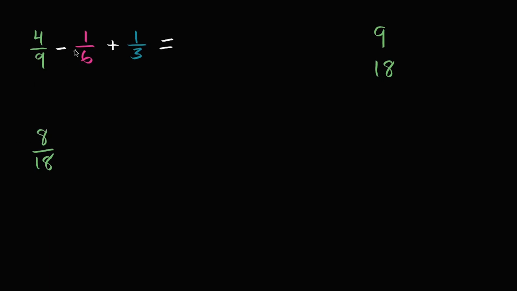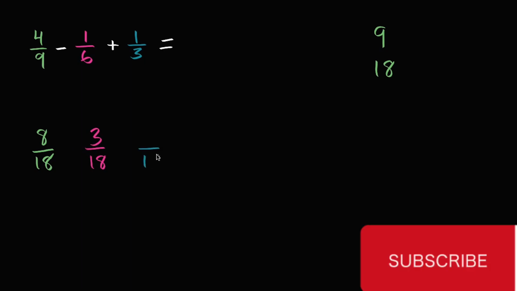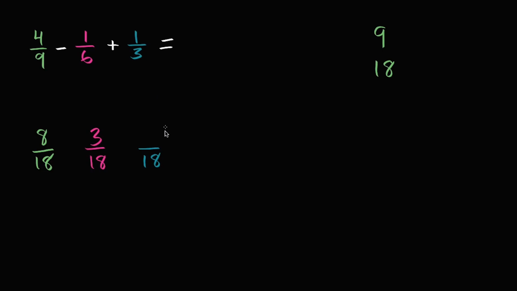Well, what's 1/6 over 18? Well, to go from 6 to 18 in the denominator, I have to multiply by 3. So I have to multiply the numerator by 3 as well. So 1 times 3 is 3. And then last but not least, what is 1/3 as something over 18? Well, 3 times 6 is 18, so 1 times 6 is going to be 6. Or you could view it another way. You could say, well, what's 1/3 of 18? It's going to be 6. What's 1/6 of 18? It's going to be 3. 4/9 of 18, that's a little bit harder to think in your brain, but that's going to be 8/18.